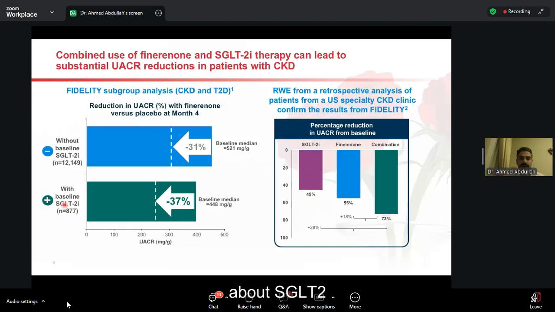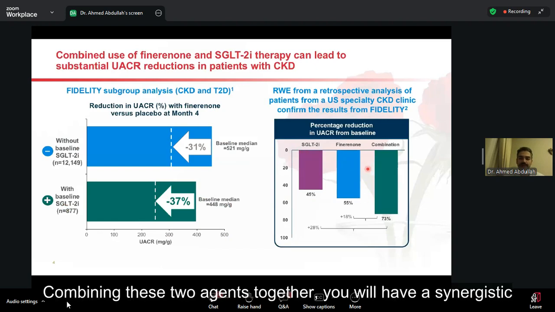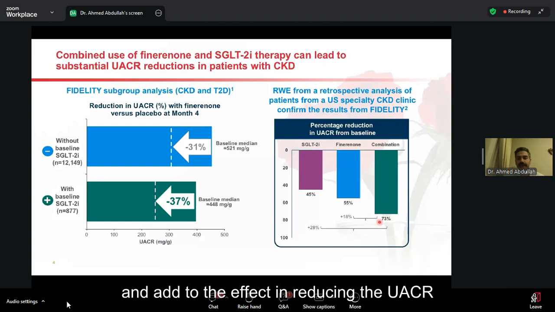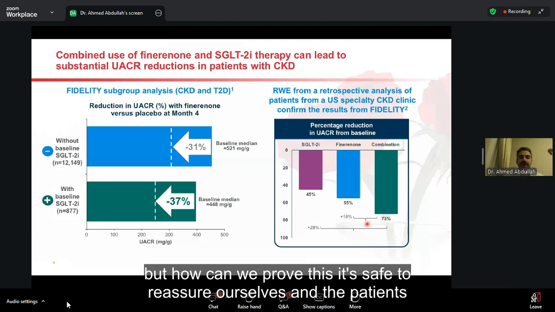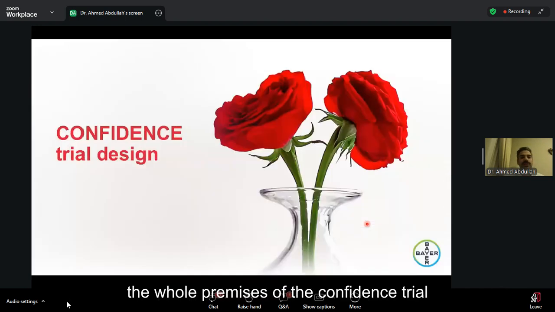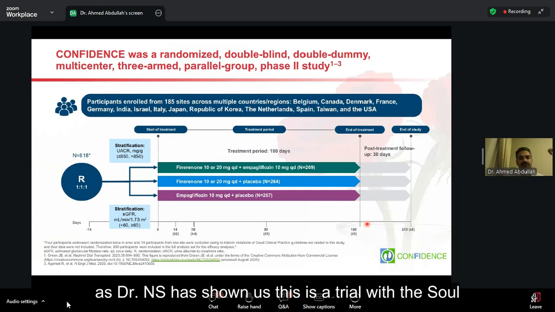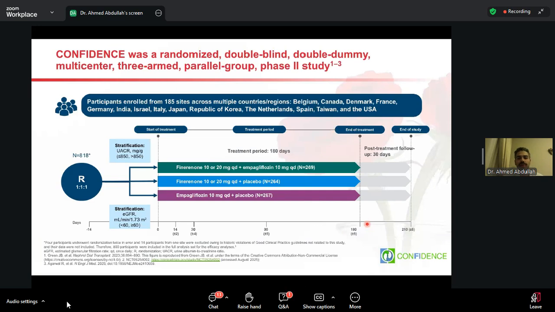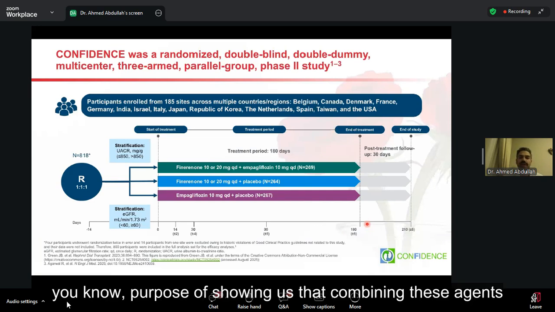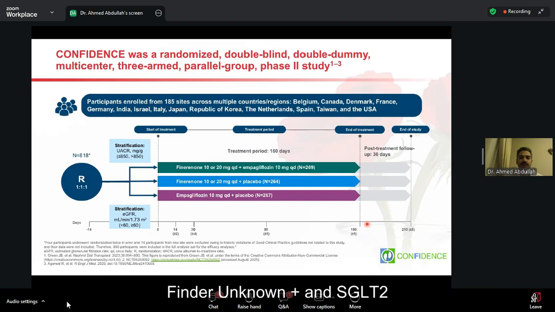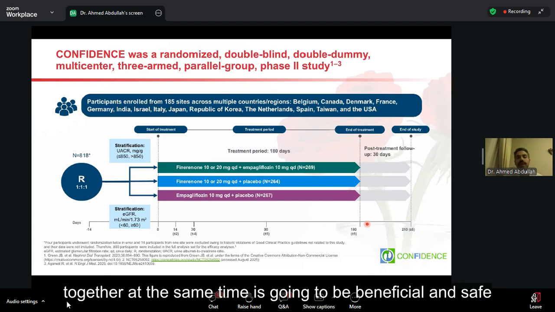And one of the questions was about SGLT2. We've seen from real-world evidence that combining these two agents together, you will have a synergistic and additive effect in reducing the UACR. But how can we prove this? It's safe to reassure ourselves and the patients. This was the whole premise of the CONFIDENCE trial. As Dr. Anas has shown us, this is a trial with the sole purpose of showing that combining these agents, finerenone plus an SGLT2 inhibitor together at the same time, is going to be beneficial and safe.